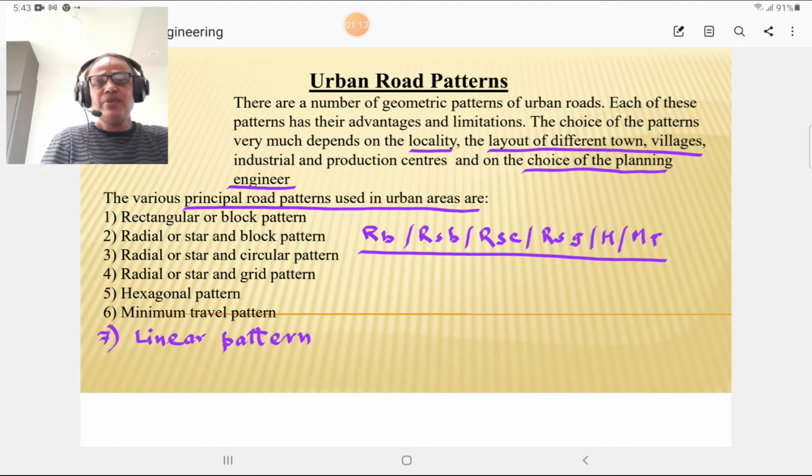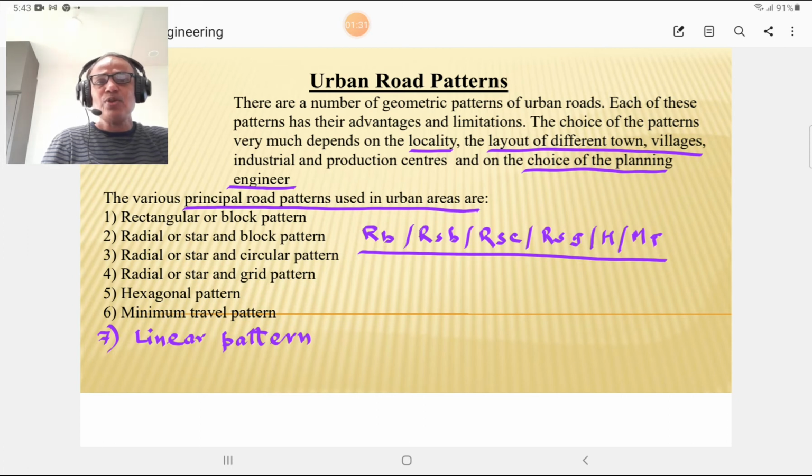The choice of each pattern depends upon the locality, the layout of different towns, villages, industrial and production centers, as well as on the choice of the planning engineer. So the choice of the planning engineer is very important in deciding the type of road pattern.